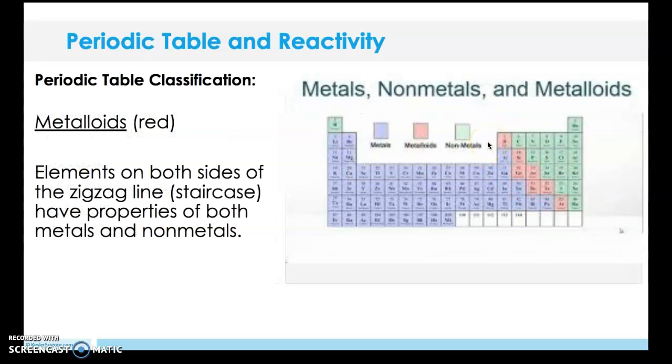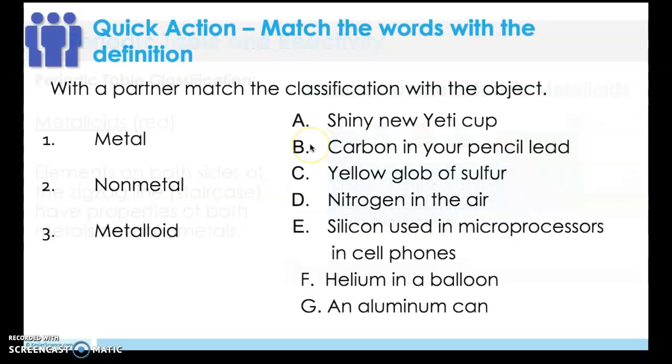And then we have our metalloids, which have characteristics of both metals and nonmetals. They form on that zigzag right here. They're on both sides of the zigzag, the staircase, and they have properties of both metals and nonmetals. This is just to test your knowledge. Go ahead and try it if you would like.